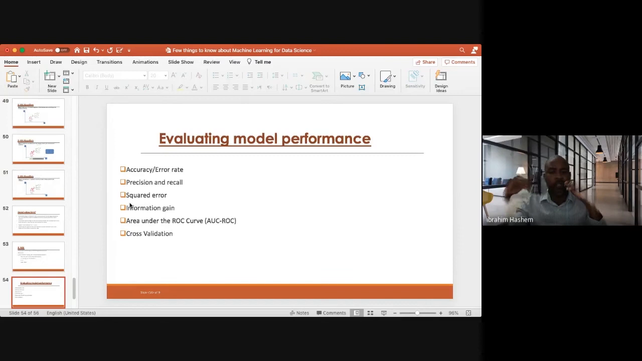The measurement criteria, these are just some examples, but there are many measurement criteria that we use. Accuracy is the most common in classification. Accuracy is the overall measure of how often the classifier is correct. So we look at how many classes we are able to get correctly.